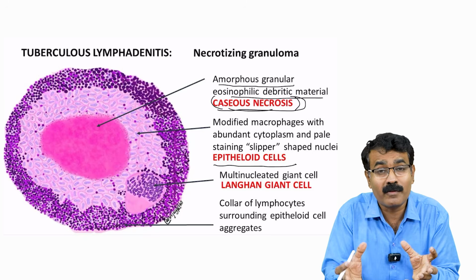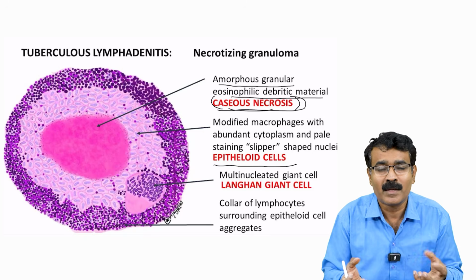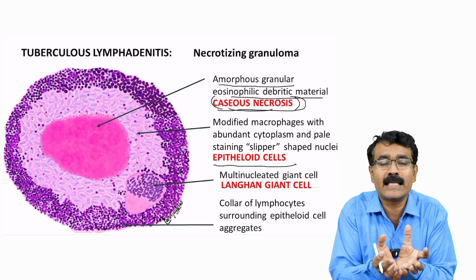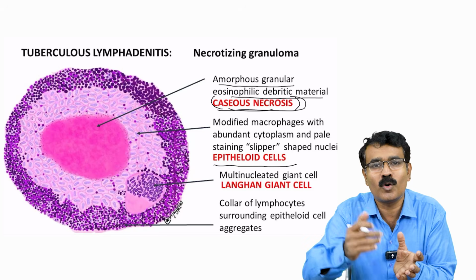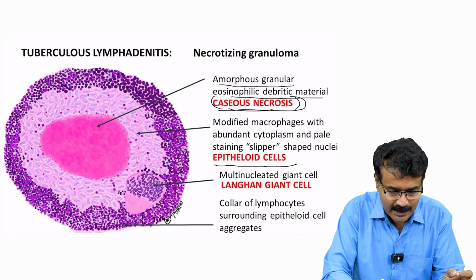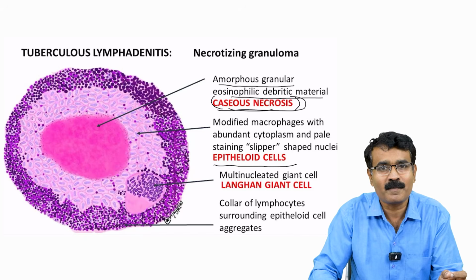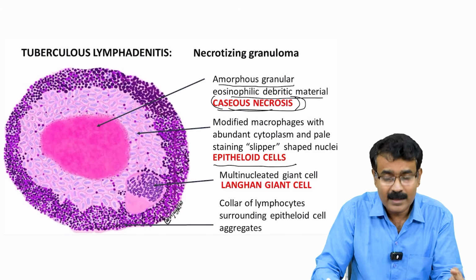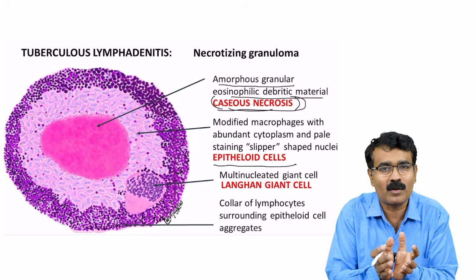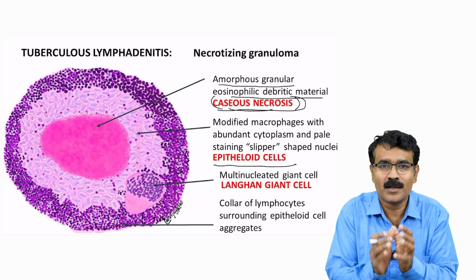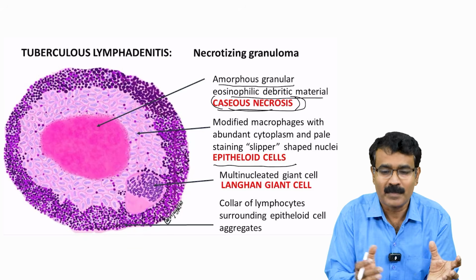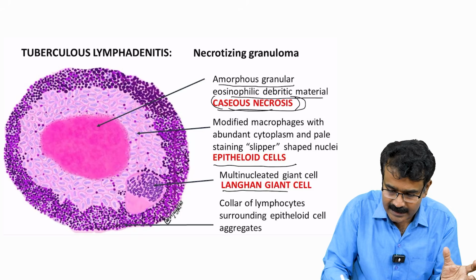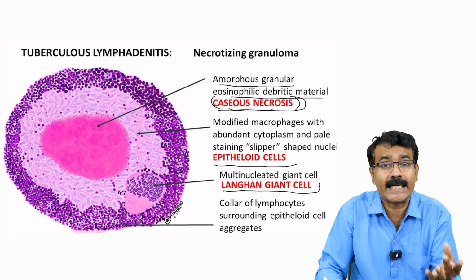They are modified to tackle the tubercle bacilli. They look like epithelial cells. That's why it is called an epithelioid cell. So you find sheets of epithelioid cells around the caseous necrosis, or around the necrotic material. Sometimes these modified macrophages fuse together to form a giant cell, and this giant cell is referred to as a Langhans giant cell.